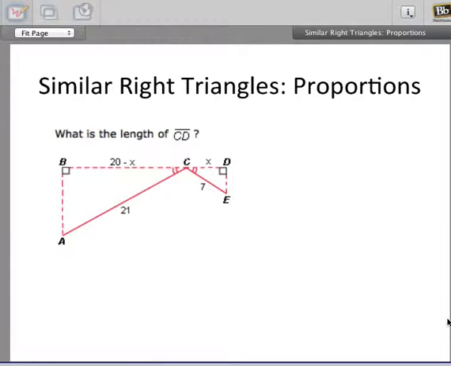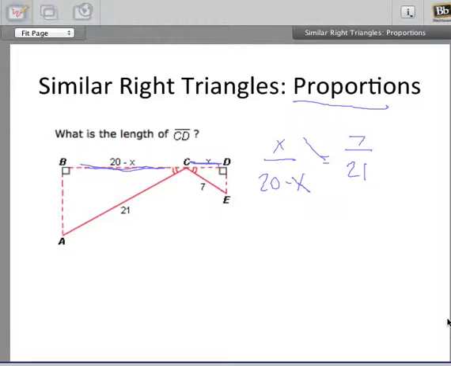Keep on moving. Setting up proportions for similar right triangles. If the triangles are side by side, then you just want to match those corresponding sides to help you find your missing sides. So notice CD is going to be corresponding to BC. So X is going to be corresponding to the 20 minus X. And we can set that equal to our corresponding sides over here. Now notice, X is a small triangle, so the small triangle on the bottom is what I'll need to put over here, 7 over 21.